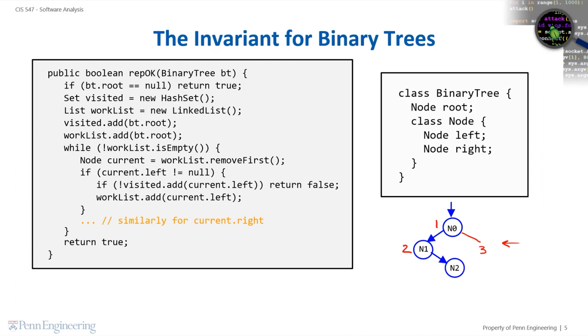We then visit the left child of node n1, which is null. We next visit the right child of n1, which leads us to node n2. We then visit the left and right children of n2, both of which are null. At this point, we are done visiting all left and right fields of all nodes reachable from the root field.